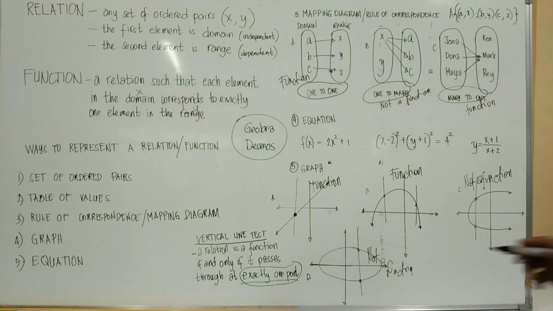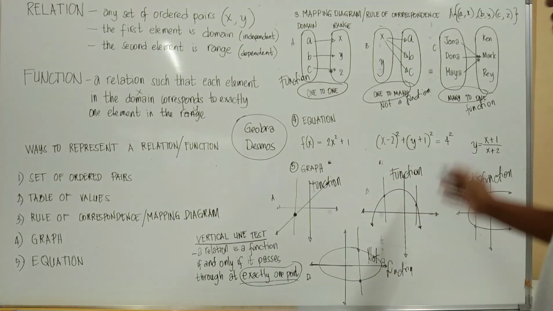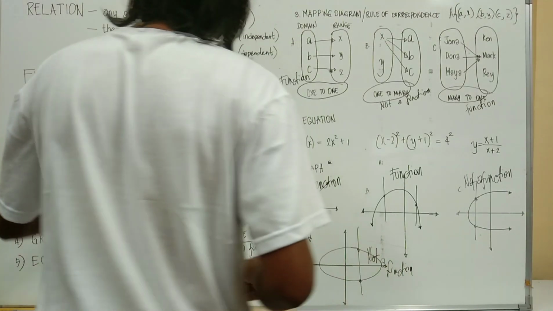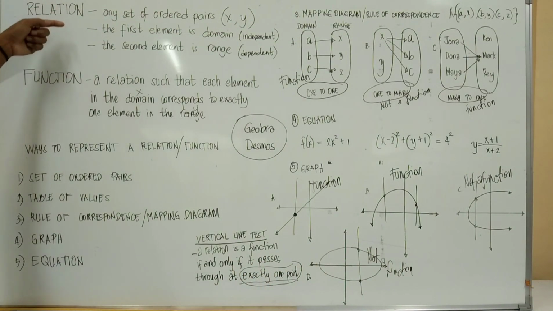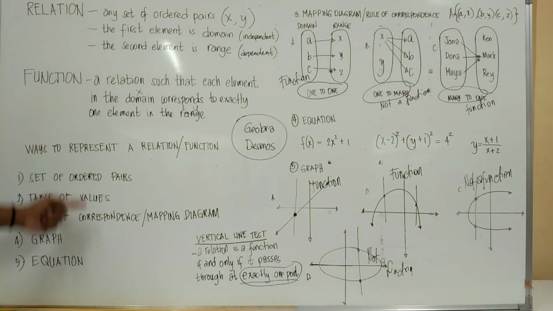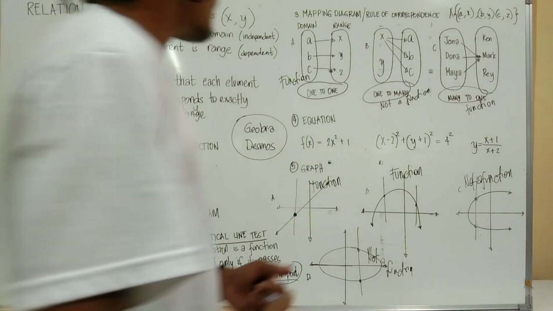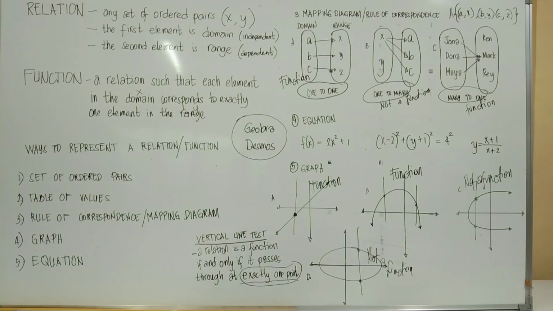So are we clear on that? So in summary, we have the definition of your relation, functions, and the ways to represent your function and relations. Okay? So that's it.